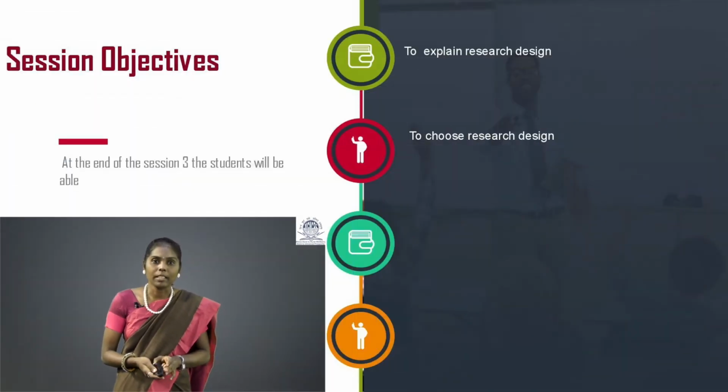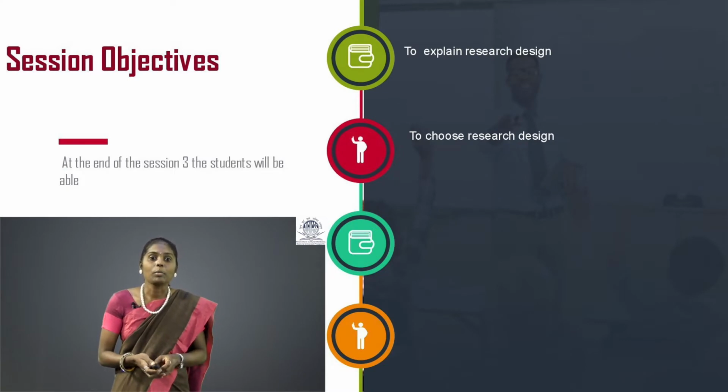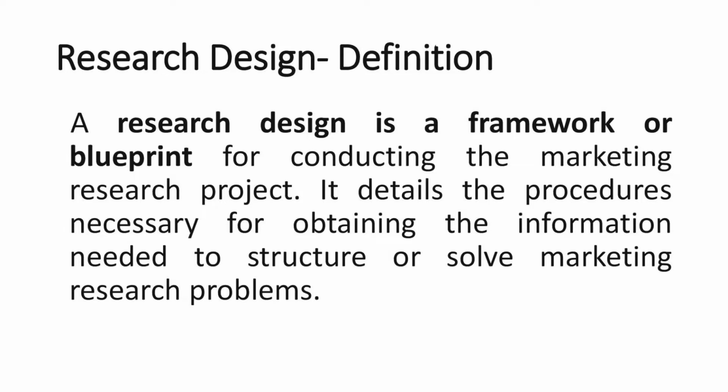Okay. By the end of this session we will be able to explain research design and you will be able to choose the appropriate research design, right. So first let us look into the definition of research design. A research design is a framework or blueprint for conducting the marketing research project. It details the procedures necessary for obtaining the information needed to structure or solve marketing research problems, or any kind of problems that an organization faces, or any kind of problem a researcher would like to study, right.